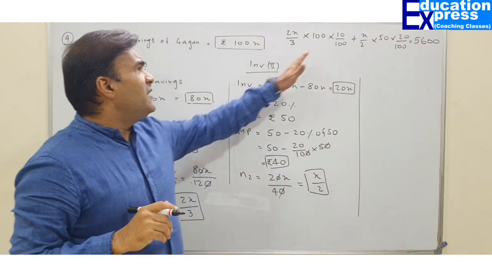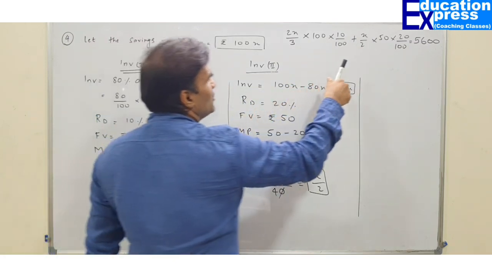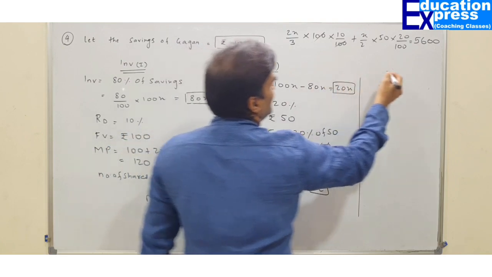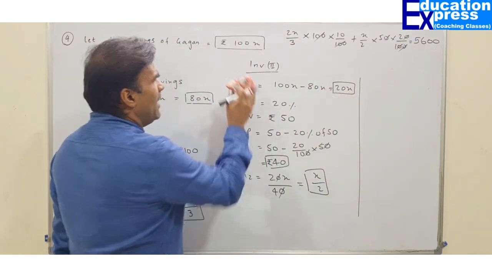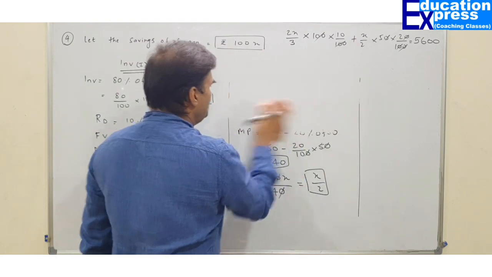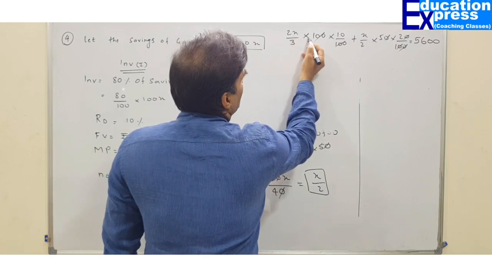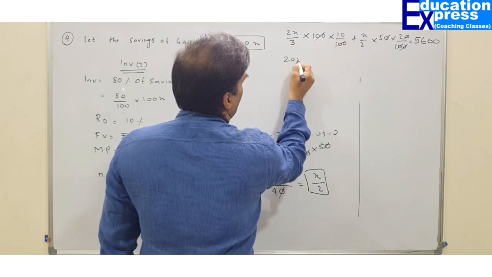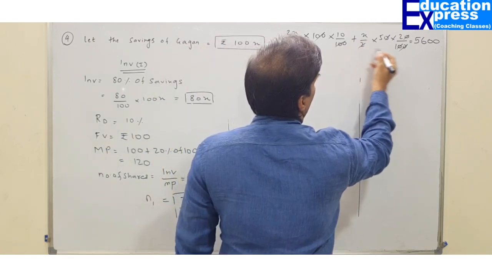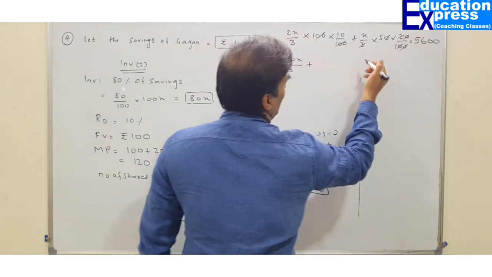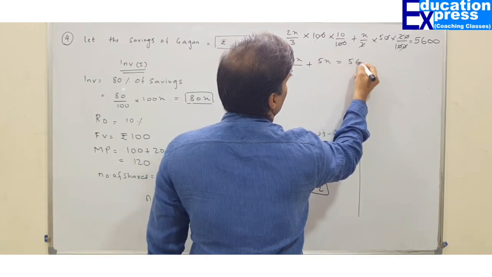So dividend from the first category of investment plus dividend from the second category of investment is 5600. 100 gets cancelled, 0 gets cancelled. Now what will happen? So we can further process this. 2x into 10, that's 20x upon 3 plus, so here 2 ones are 2, 10 is gone. So 5x is remaining over here.